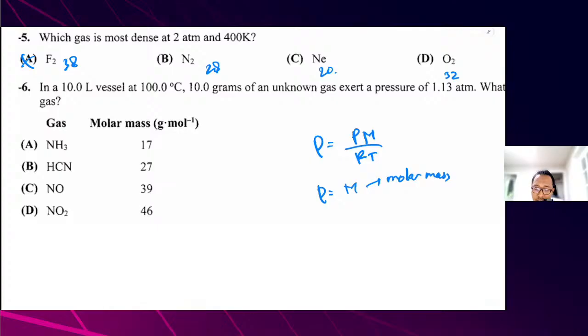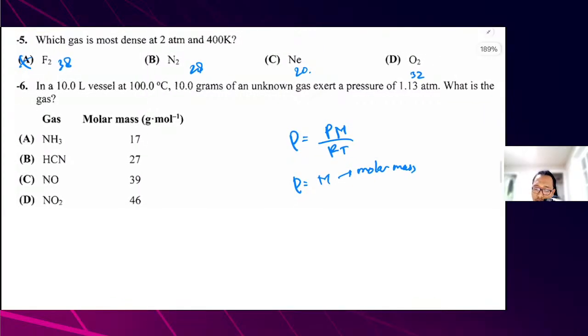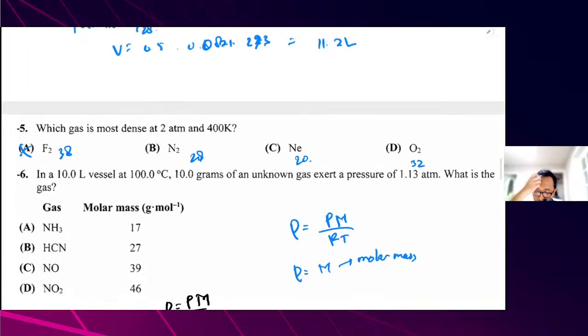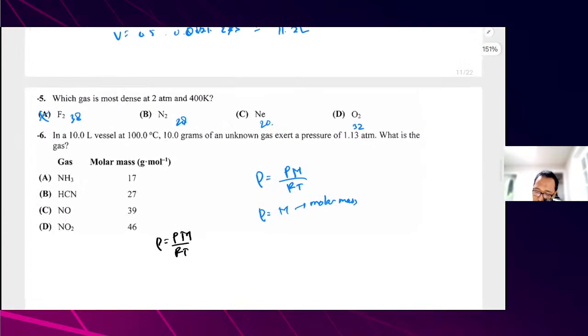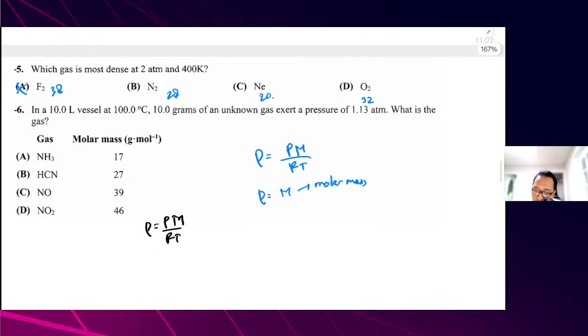All right. Number 6. In a 10-liter vessel at 100 degrees Celsius, 10 grams of an unknown gas exert a pressure of 1.13 atm. What is the gas? To solve this problem, we can again use the formula rho = PM/RT. However, we have the liter over here.